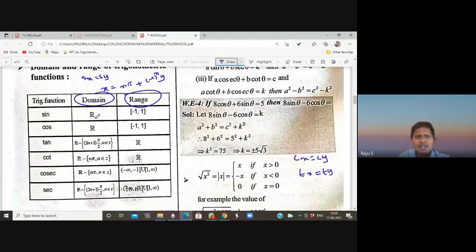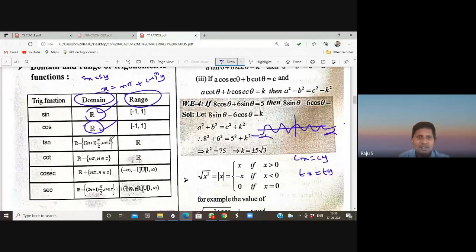See, clearly you can observe, domain means when we see the sine graph, it exists from minus infinity to plus infinity. It will take x values from minus infinity to plus infinity, so the domain is R. In the same way, cos also has domain R, because cos also exists from minus infinity to plus infinity.